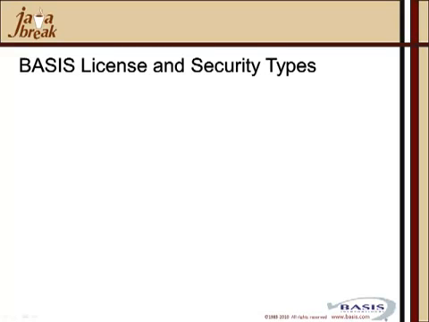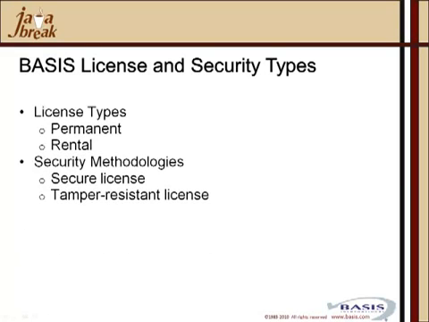Basis offers 2 license types for all products so that a developer can offer competitive solutions in the marketplace, and the user can decide if owning a license, renting a license, or using software as a service is the best solution for their business. Basis licenses use 2 security methodologies: a standard secure license and a new tamper-resistant license available in Rev 9 or higher. This license, referred to as a TRL license, offers added security for your enterprise software.